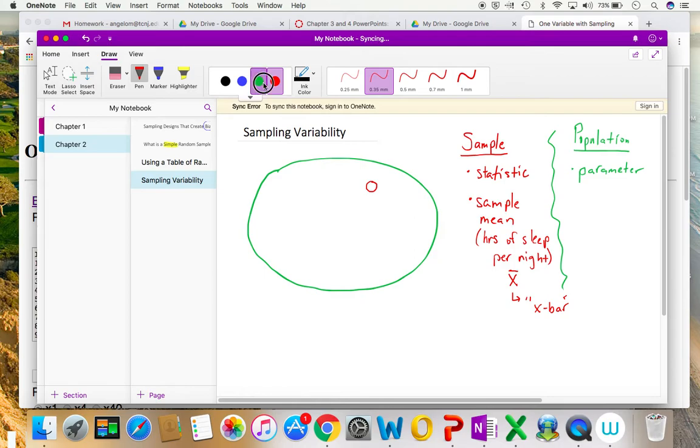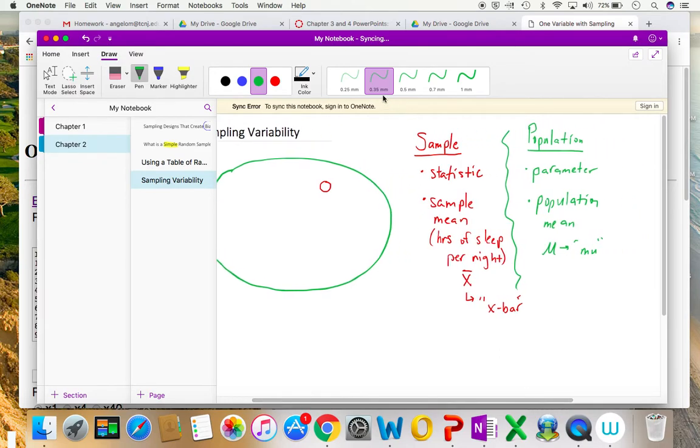Now, the flip side to this would be a population mean. The same variable will exist, hours of sleep per night, but now instead of expressing it in terms of X bar, we use this Greek symbol, the letter mu, and we read it just like that, mu. So again, population is in green, samples in red. Those are measures of the mean.